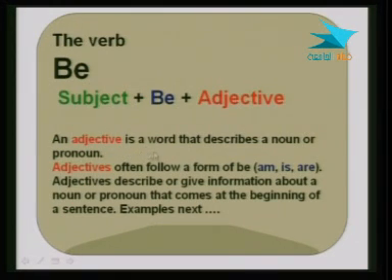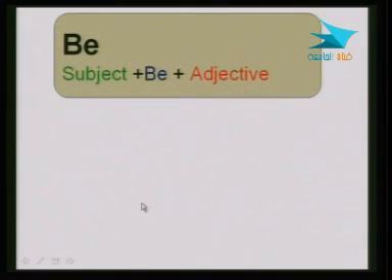And adjectives often follow a form of be. They follow the form of be: am, is, or are. And of course, that depends on the subject. Adjectives describe or give information about a noun or pronoun that comes at the beginning of a sentence. Examples. Right, so this is basically the form.